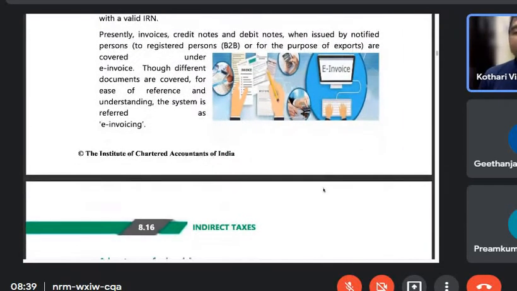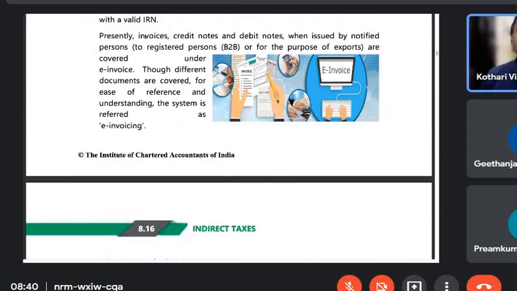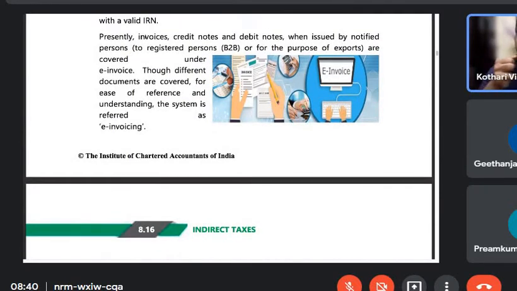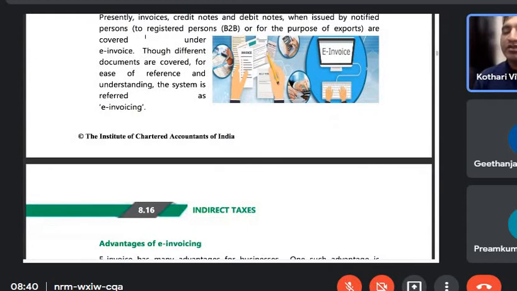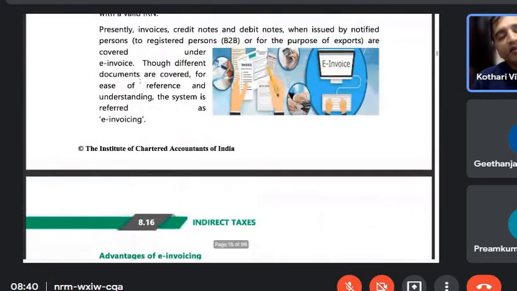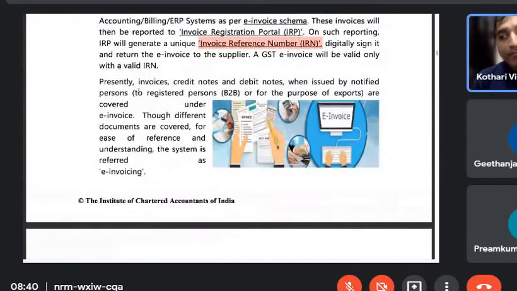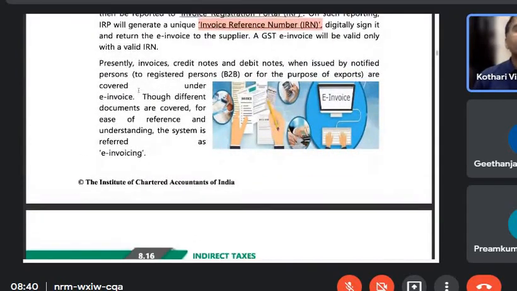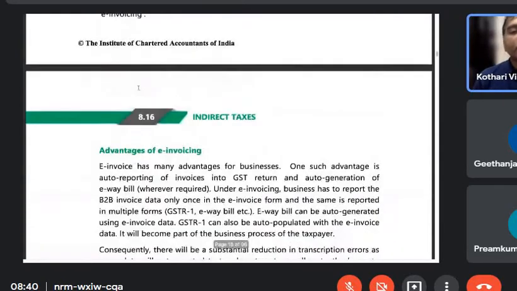So presently, what are the documents for which e-invoicing is required? We have seen 7 documents, but for not all of them is e-invoicing necessary. Only for invoice, credit note and debit note is e-invoicing mandatory. And that too only for B2B and export purposes, not for B2C purposes.